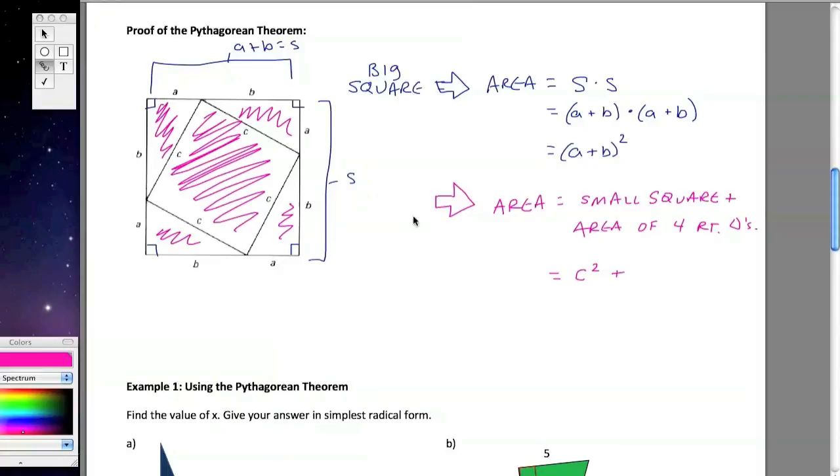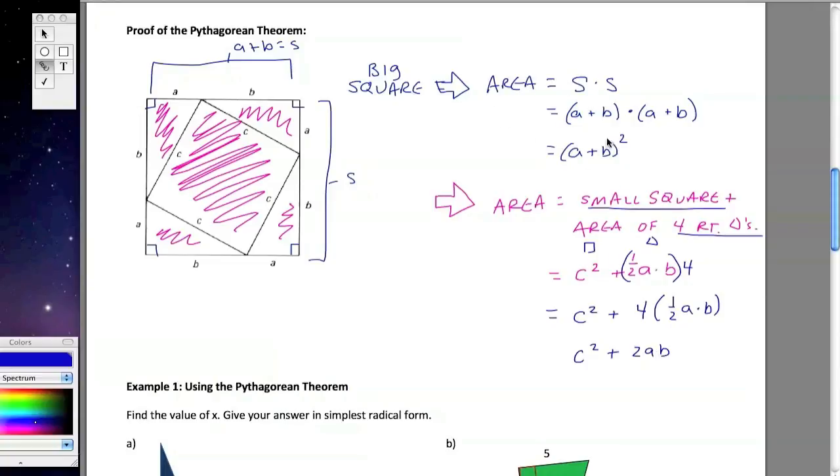And so that's going to be base times height, a times b, divided by 2, or times 1/2, so 1/2 a times b, but we have 4 of them. So this is the triangle, this is the square, times 4, because we have 4 triangles and we have 1 square. So it's going to be equal to c squared plus 4 times 1/2 a times b, which is c squared plus 4 times 1/2 would be 2ab.